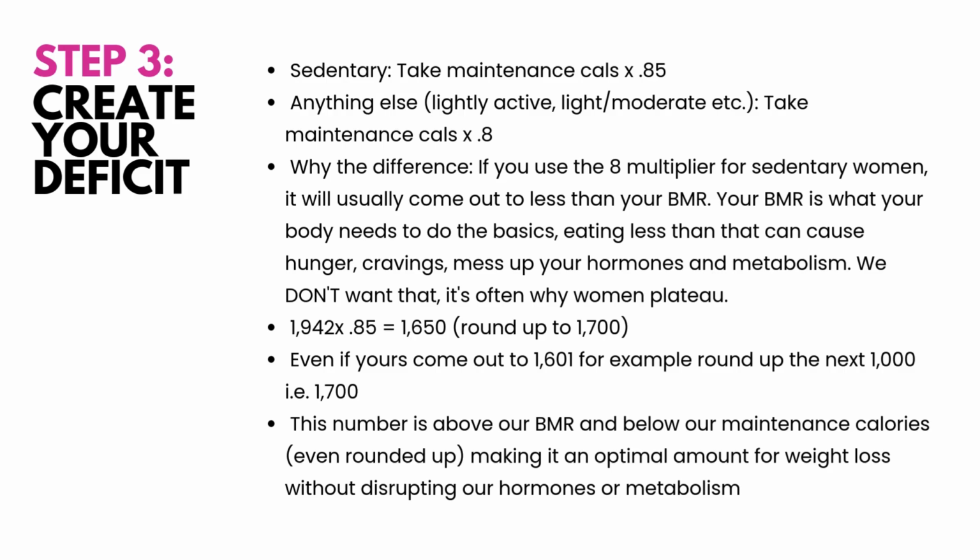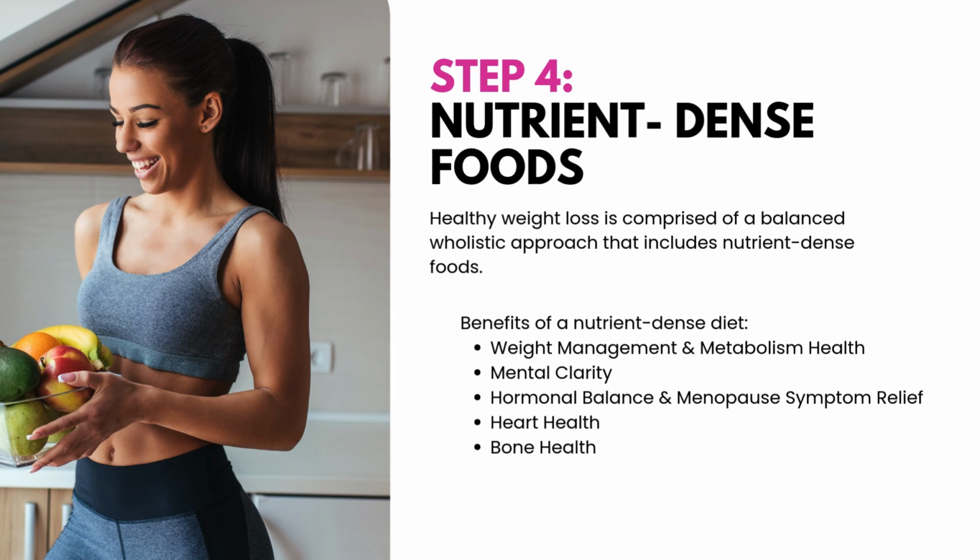Even if yours comes out to 1,601, you're going to round up to the next hundred. So that would make it 1,700. This number is above our BMR and below our maintenance calories. Even rounded up, it makes for an optimal amount for weight loss without disrupting hormones or metabolism.